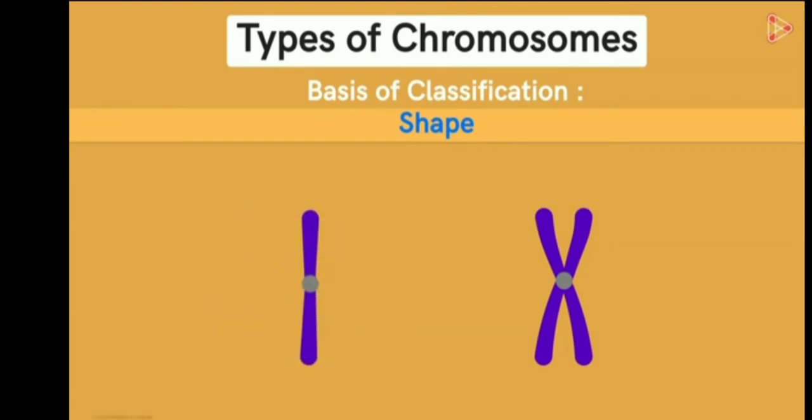First of all, let us see the structure of a chromosome. A chromosome consists of two sister chromatids. These chromatids are joined at a single common junction. This junction is known as the centromere. This centromere divides the chromatid into two parts. One is the P arm, that is the shorter arm, and the other one is the Q arm, that is the longer arm.